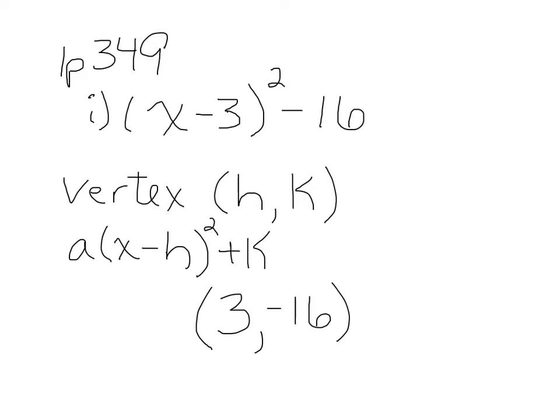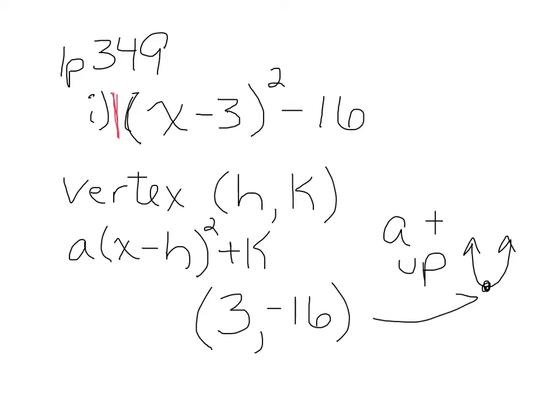a is the number in front. If there is no number there, you assume it to be the number 1, of course. And if a is positive, this graph will open up. Opens up, looks like this, makes the vertex a minimum point.